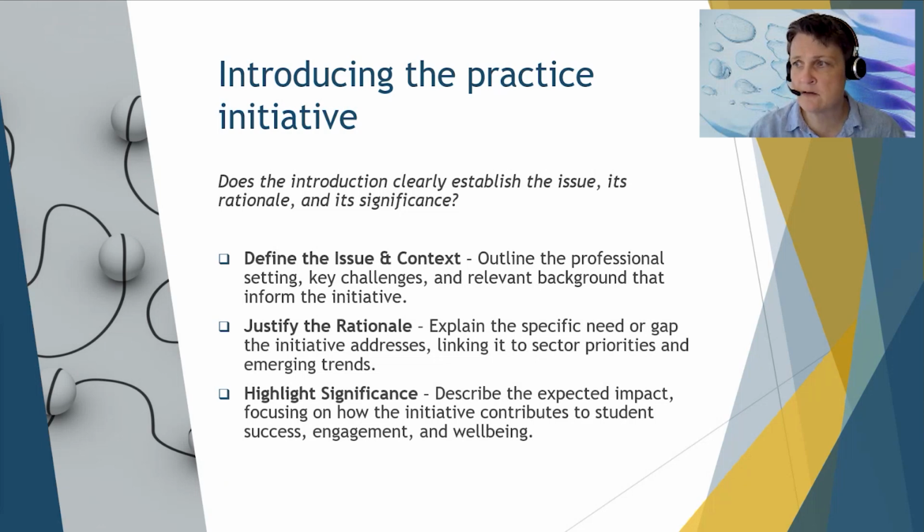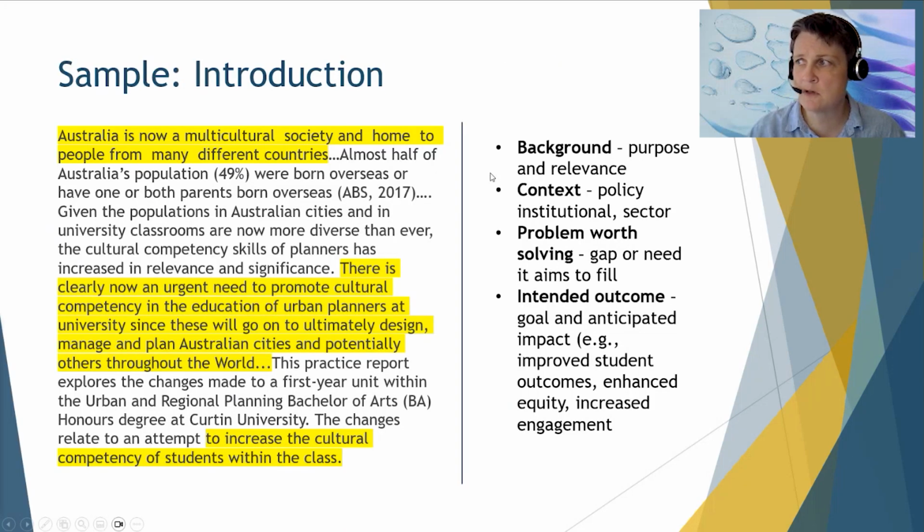So what does this look like in practice? Well, in the context of the sample that I've given you, this is a paper that was focused on cultural competency. You can see here on the left, in terms of setting the scene, it's talking about how Australia is now a multicultural society and home to people from many different countries. Almost half of Australia's population were born overseas or have one or both parents born overseas. Given the populations in Australian cities and in university classrooms are now more diverse than ever, the cultural competency skills of planners has increased in relevance and significance.